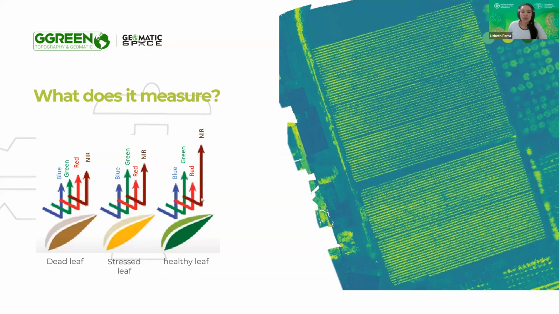Cuando nosotros tenemos una planta con unos altos niveles de clorofila, con unas excelentes condiciones de nutrición, de humedad, podemos hablar que la planta tiene unas condiciones de salud adecuadas. Y esto se ve reflejado principalmente en el espectro infrarrojo. ¿Qué pasa con este espectro? Este espectro tiene una mayor reflectancia frente a aquellas plantas que se encuentran en una condición de estrés o muertas.